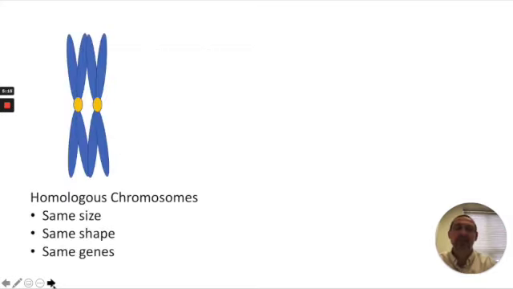Here's a homologous chromosome. Notice that it's the same size. The 2 chromosomes are the same shape, same genes. And we're counting them as 2 chromosomes because of the centromere, or we're only counting the centromere. But they're chromatids and they're duplicated. Together they make a homologous chromosome.